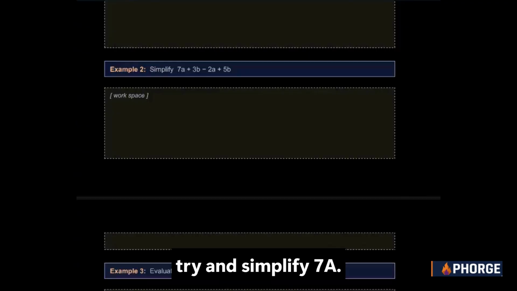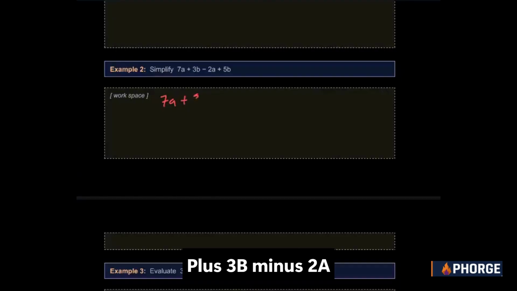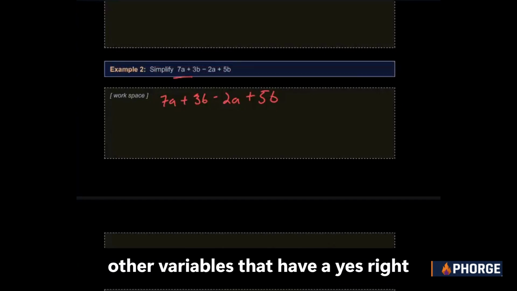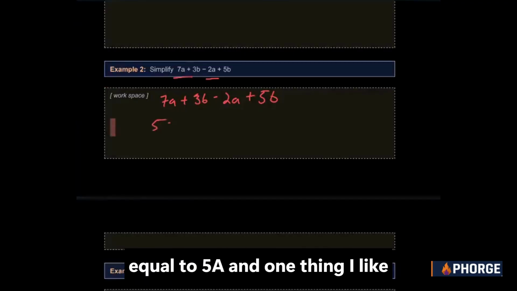Okay, let's see if we can go ahead and try and simplify 7a plus 3b minus 2a plus 5b. Let's start with this first one here. So we have 7a. Are there any other variables that have a? Yes, right here, minus 2a. 7a minus 2a is equal to 5a.